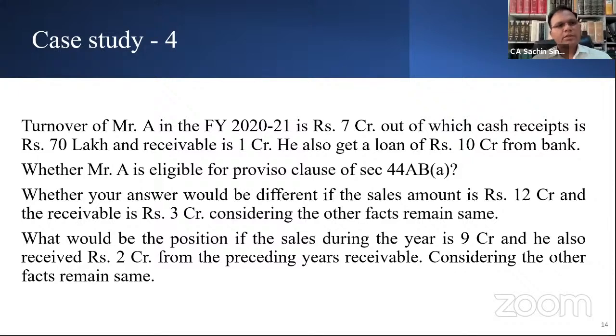So now come to the next case study. Turnover of Mr. A for the financial year 2021 is 7 crore, out of which cash receipt is 70 lakh and receivable is 1 crore. He also gets a loan of 10 crore.